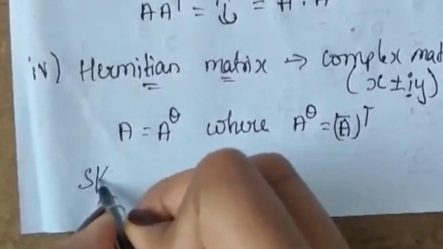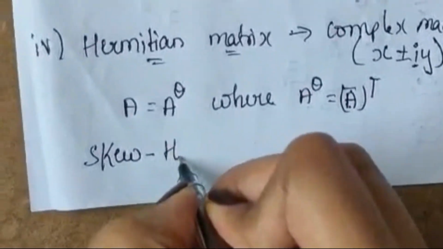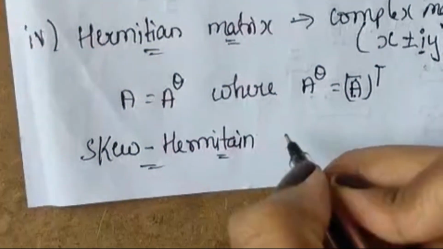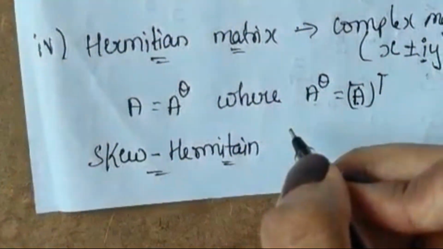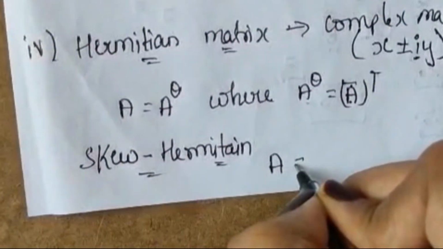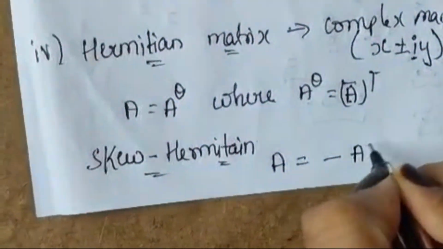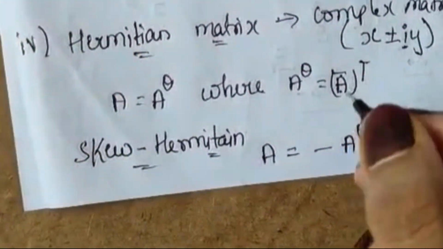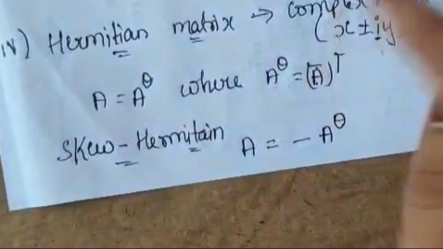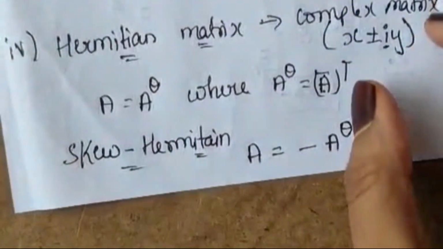And in this only there is a subtype called skew Hermitian. A skew Hermitian matrix is a complex matrix which has to satisfy A is equal to minus A theta, where A theta is equal to A bar whole transpose.